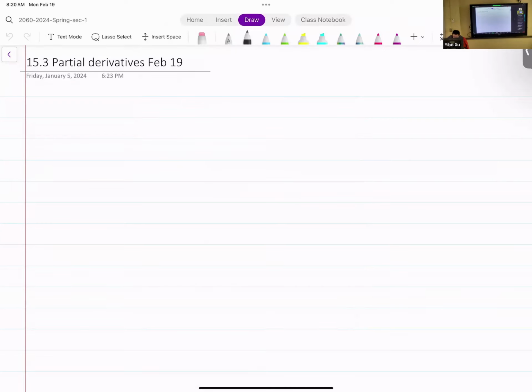So before we get into the details, let's quickly recall some notations and definitions. Okay, so recall derivatives and rates of change. Derivatives and, well, I should say rates of change.